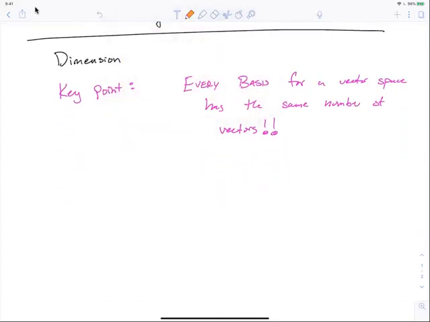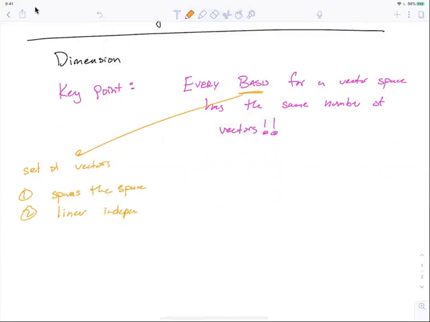So just as a recap, what is a basis? A basis is a set of vectors that, one, spans the space and, two, is linearly independent. So as an example, if we have R3, we might use our favorite standard vectors. These will form a basis.